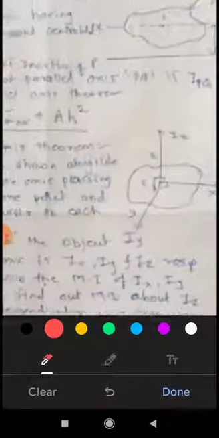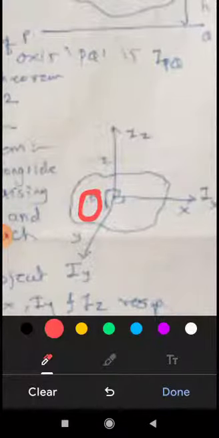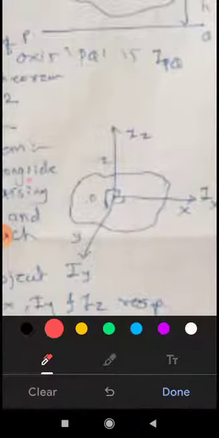Okay, you can see the figure here, in which there are three perpendicular axes which are meeting at the same point O. Here is the point of intersection. All these three axes, x axis, y axis and z axis, are meeting at the same point O, and all three axes are perpendicular to each other.